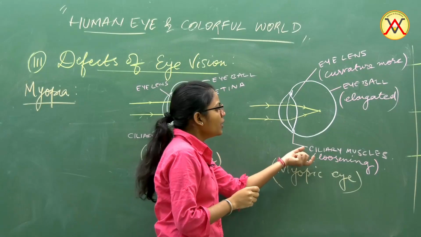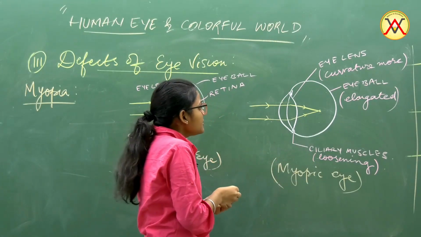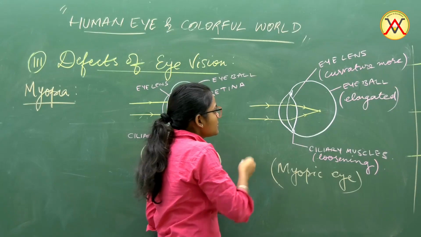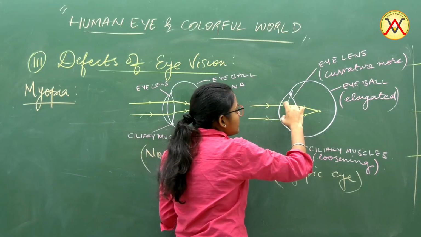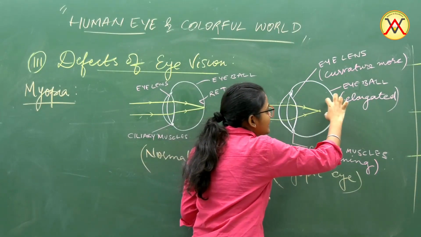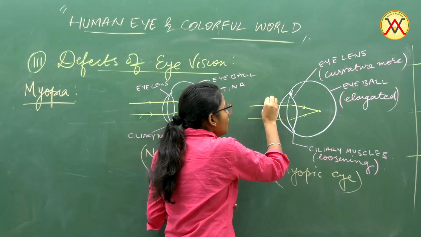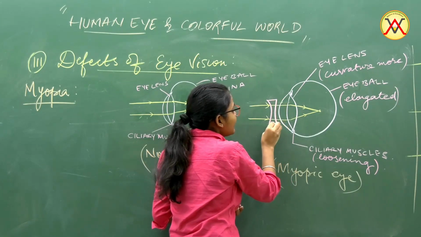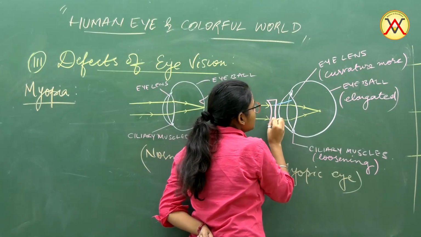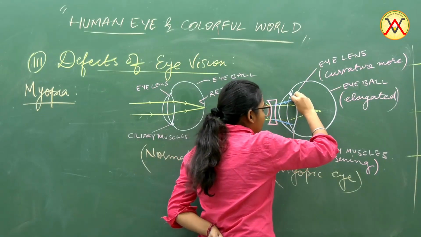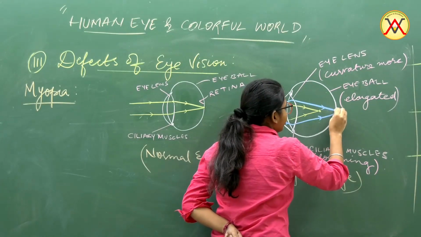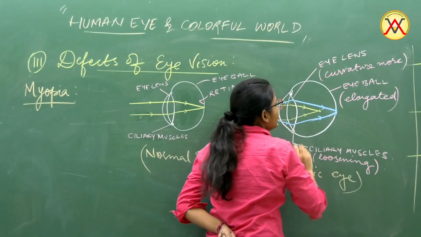Now, what should be done to correct this defect? To correct this defect, we want these rays to get focused over here, right? For these rays to get focused over here, we want these rays to diverge a bit over here, so we could easily converge them here, right? For that, we would use a concave lens as our corrective lens. Now, what does our concave lens do? A concave lens just diverges these rays from here, and now easily these rays could be focused over here. They have been focused on the retina.